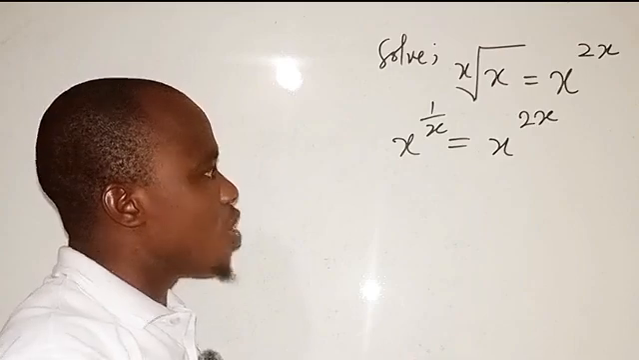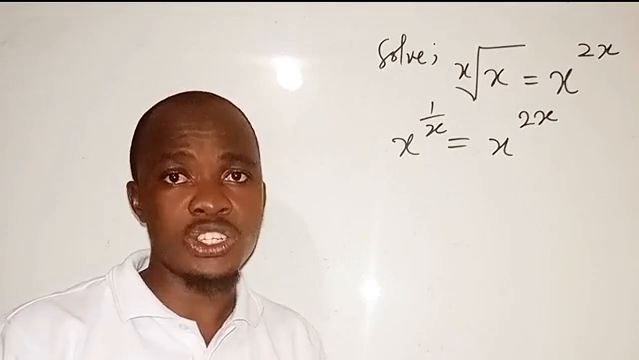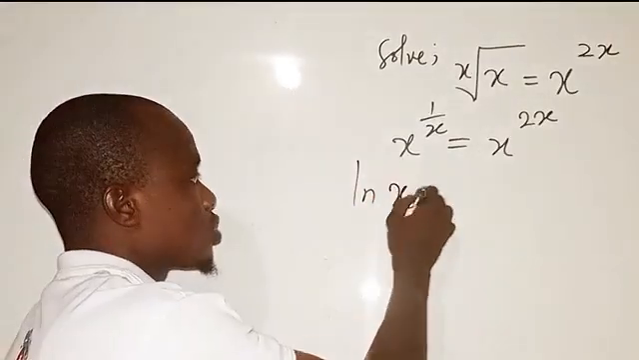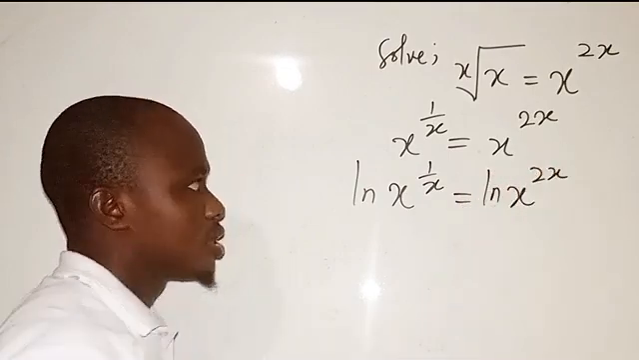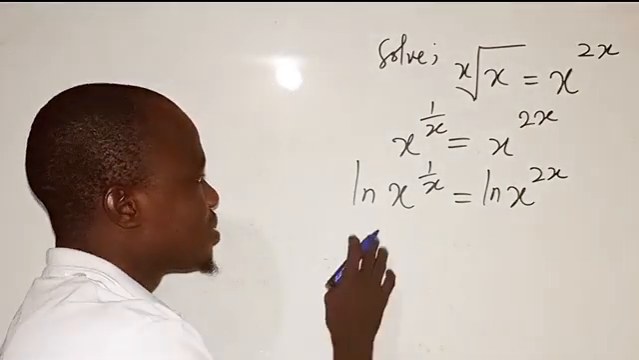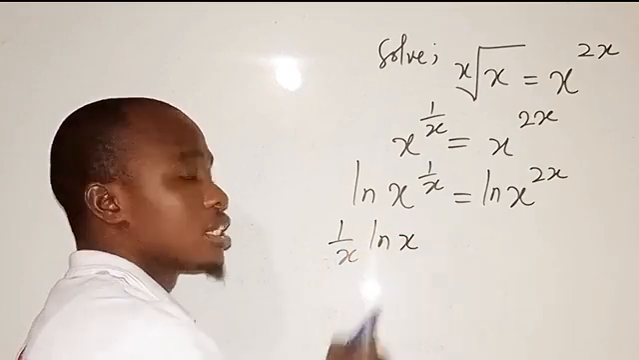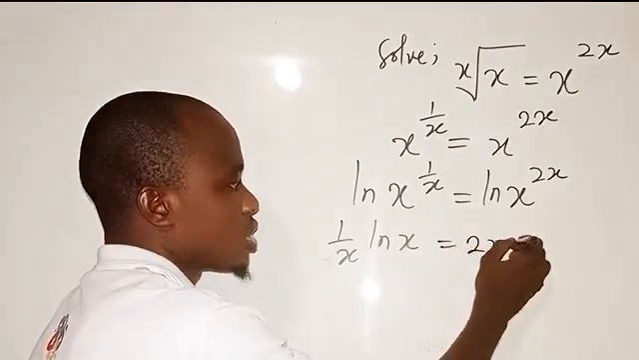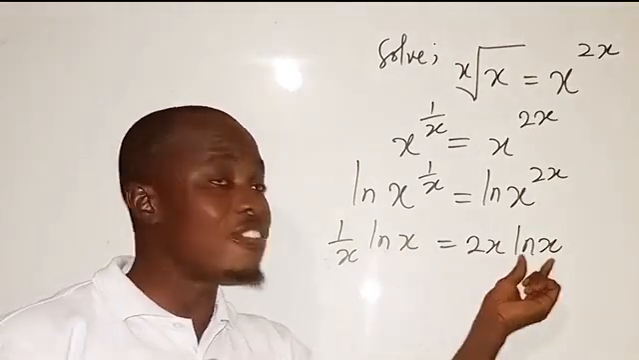Now, I will solve further by introducing logarithm to both sides. You can introduce logarithm with any base you want, but I'm going to be using natural log, which is ln. So ln of x to the power of 1 over x equals ln of x to the power of 2x. Now the next thing we're going to do is take this power here to the back and multiply the logarithm. Take this 2x, that is from the law of indices, 2x ln of x.